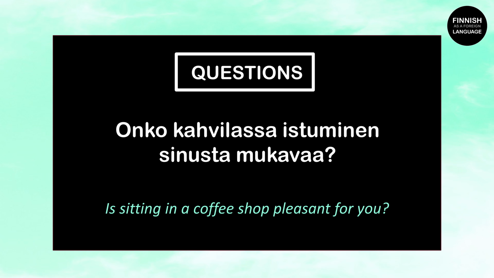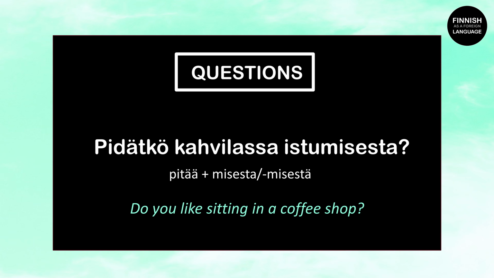Now we can ask the same question differently. Pidätkö kahvilassa istumisesta? In English, do you like sitting in a coffee shop? So here we use the misesta form because of our verb pitää, which means to like. So pidätkö means do you like? Kahvilassa means in a coffee shop, inessive case. And istumisesta is the elative case of the nominalized verb istuminen. So let's repeat. Pidätkö kahvilassa istumisesta? In English, do you like sitting in a coffee shop?